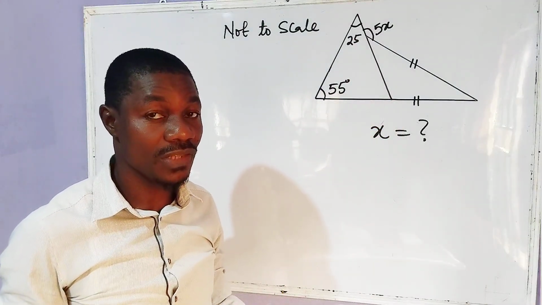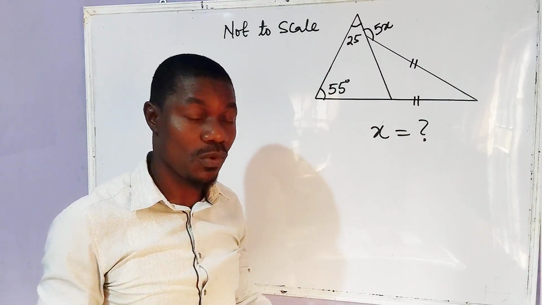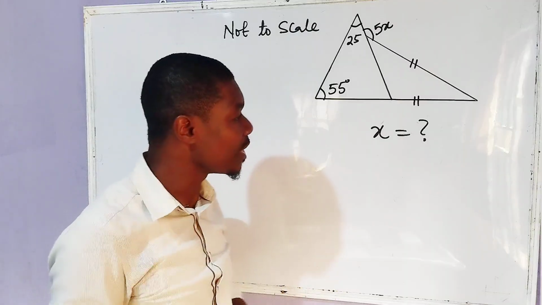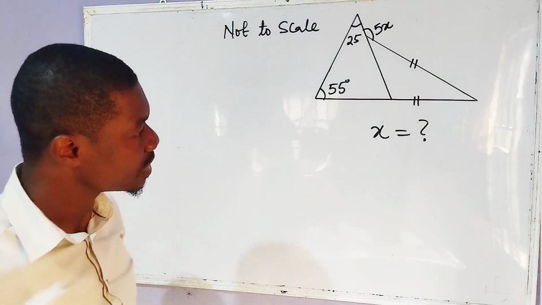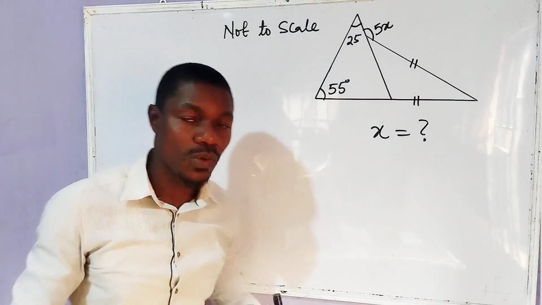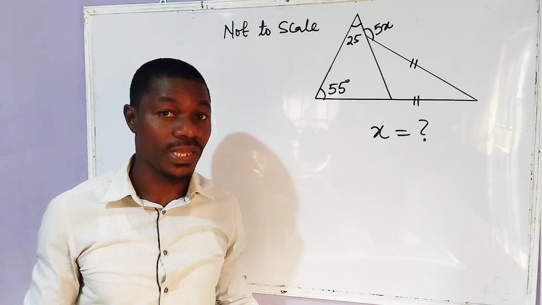What's an isosceles triangle? An isosceles triangle is a triangle whereby two sides are equal. So 2 out of the 3 sides are equal. Okay, and we are told to find x. So how do we go about it? Now, first of all, we know that the sum of angles in a triangle is 180.